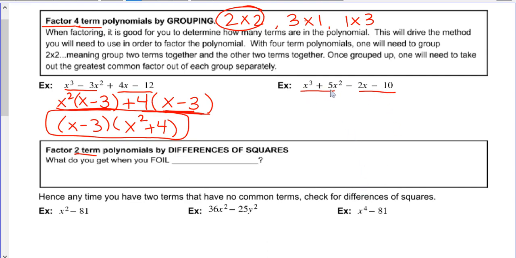Notice between x cubed and 5x squared, no numbers in common just like last time, but there is an x squared in common. Then I'm going to take out an x squared, leaving me with an x, and then I need a plus 5 in order to make this term.